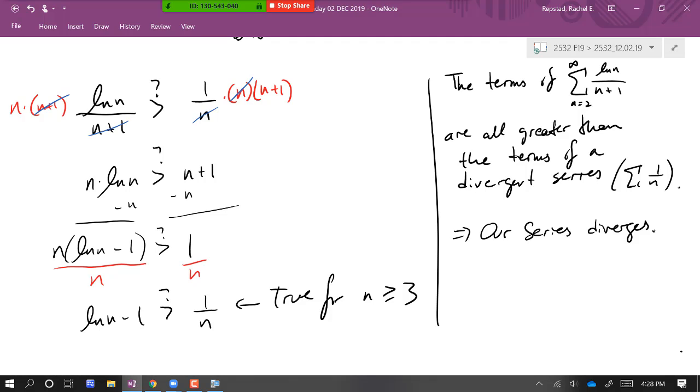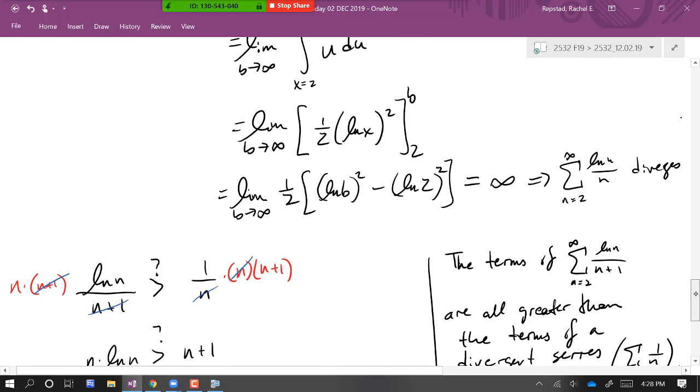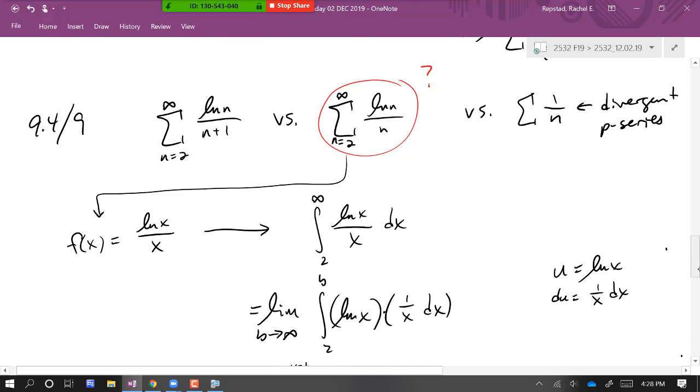You have to be able to make that comparison. It's possible there could be another series to choose that would make it easier to determine that they're greater than. I think we're able to make this work. It's all about finding a series that you can figure out what happens to and be able to make the comparison.